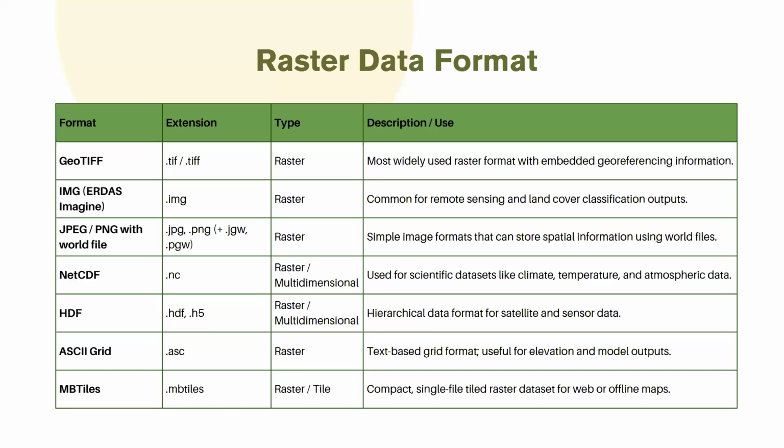So remember, again, vector means points, lines, and polygons that you can create. Raster stores continuous data as grids of pixels. GeoTIFF, that is .tif, is your go-to format for research or remote sensing work. Okay? Then if you are handling a climate-based satellite dataset, your go-to format will be NetCDF or HDF.